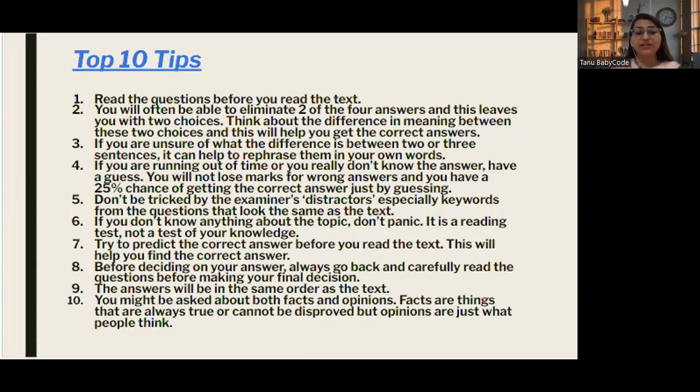Now, what are the 10 tips for multiple choice questions? First one is read the questions before you read the text. This is very important. Second, you will often be able to eliminate two of the four answers, and this leaves you with two choices. You have four options, try to eliminate two options, then you are left with two choices. Now think about the difference in meaning between these two choices, and this will help you get your correct answer. Next, if you are unsure of the difference between two or three sentences, it can help to rephrase them in your own words. Try to rephrase it. Make a paraphrased statement, read it very carefully.